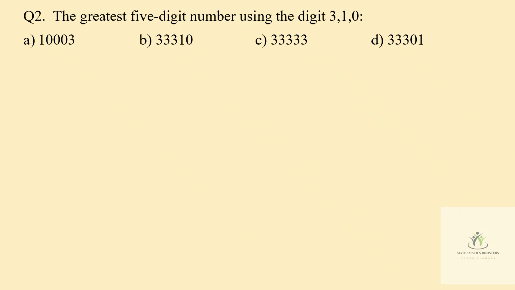Next, the greatest 5-digit number using the digits 3, 1, 0. So we have to use these 3 digits, but we have to create a 5-digit number. That means one digit will be repeating 3 times. In order to create the greatest number, we have to use the biggest digit 3 times. So which is the biggest digit? 3. So 3, 3, 3, then 1, 0. This will be your greatest 5-digit number. So what will be the answer? B.